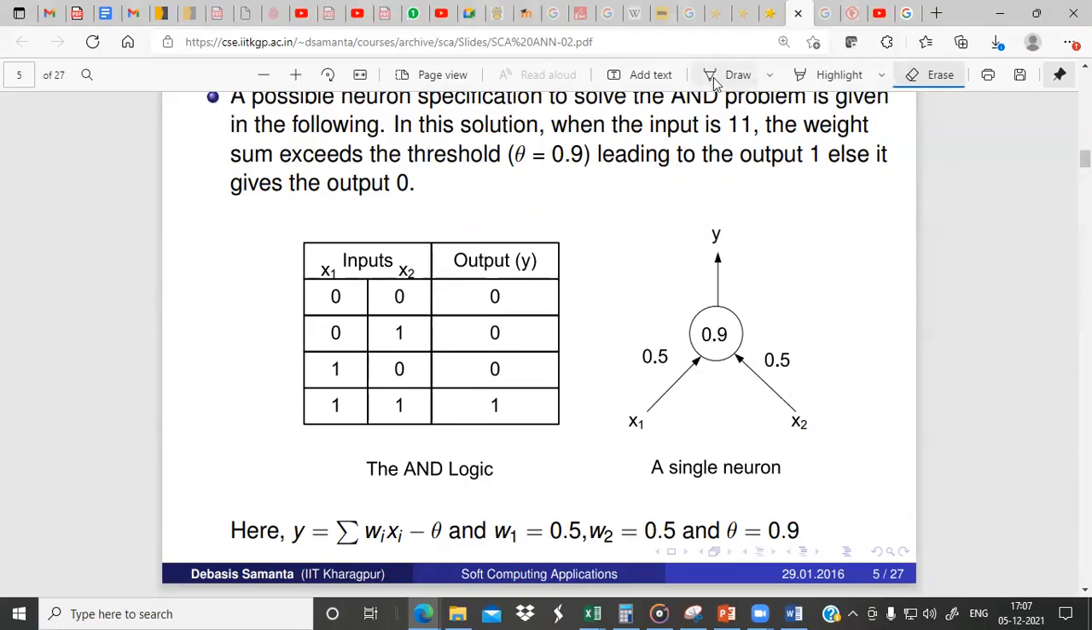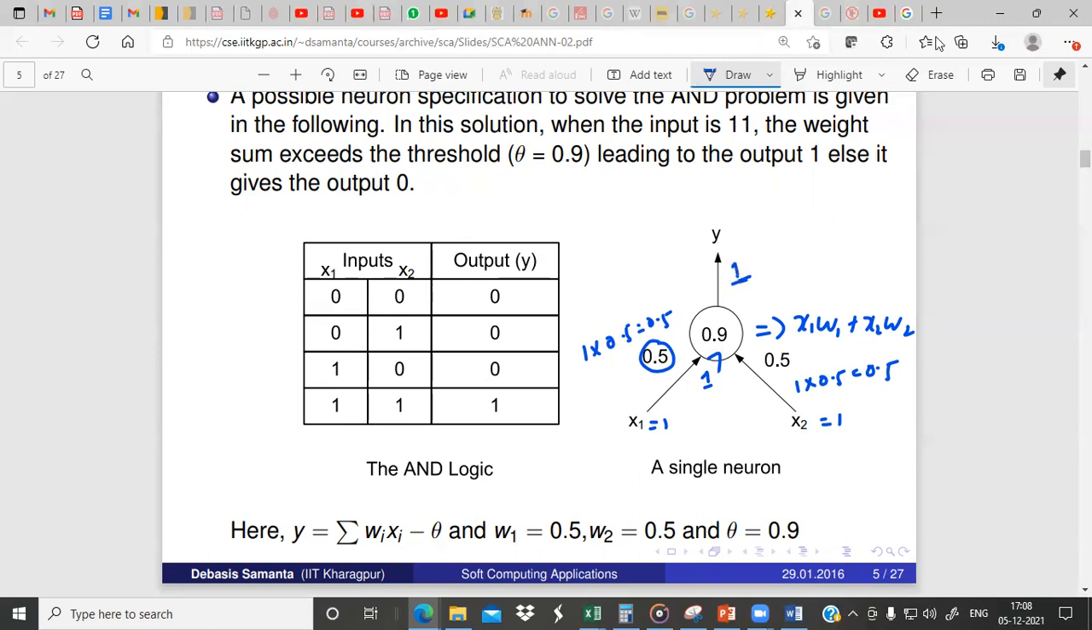Let us take the case of x1 and x2 both being 1. Here x1 w1 plus x2 w2 is computed. 1 into 0.5 is 0.5. This is x2, so 1 into 0.5 is also 0.5. Then we add these two: 0.5 plus 0.5 is 1. Is 1 greater than 0.9? Yes, 1 is greater than 0.9, so the output will be 1.